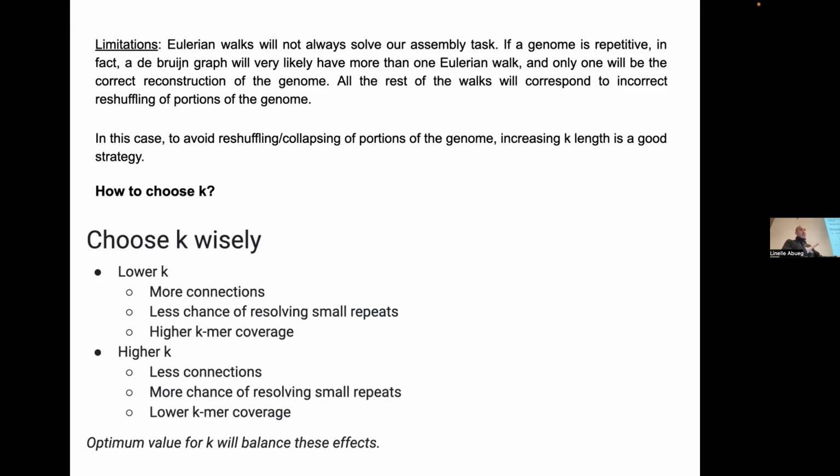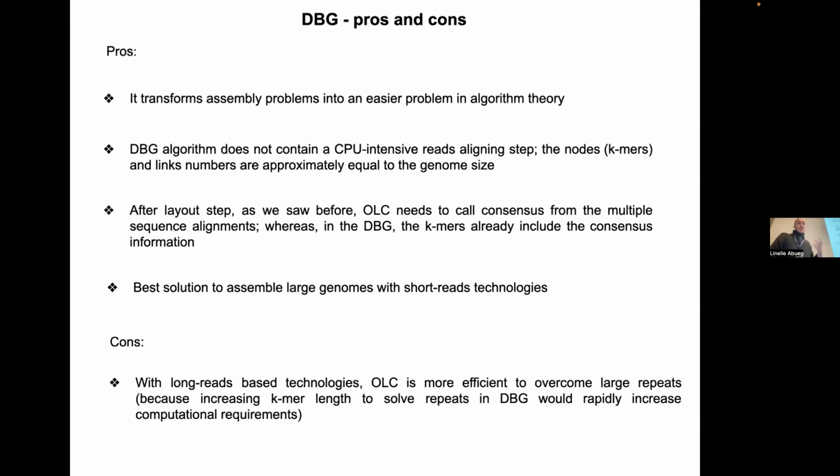On the other hand, if you increase the k-mer length, then basically you have fewer connections. The connectivity of the graph reduces, so it simplifies the graph. So you have more chances of resolving repeats. But you'll also lower your k-mer coverage, and it means that you can also miss some of the connections of the graph. And there is really no optimal balance here. It depends on the sequencing technology, on the complexity of the genome, and so forth.